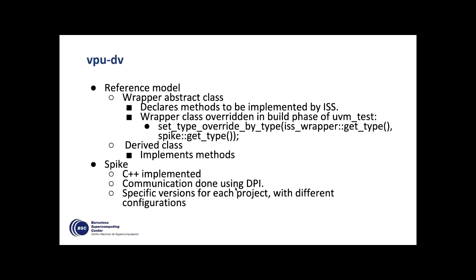And also, as each specific project uses a different version of Spike, as they support different versions of the vector extension or different instructions, the ISS library file is project dependent, and a repository with different branches for each project is used to maintain, extend, and generate it.